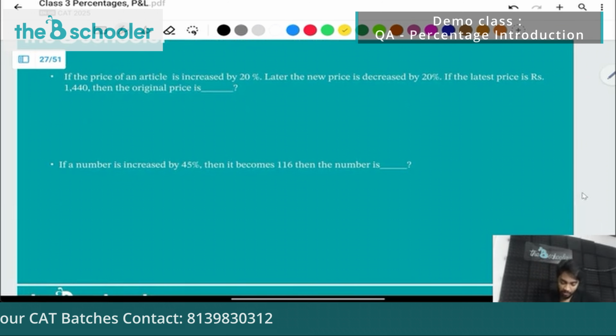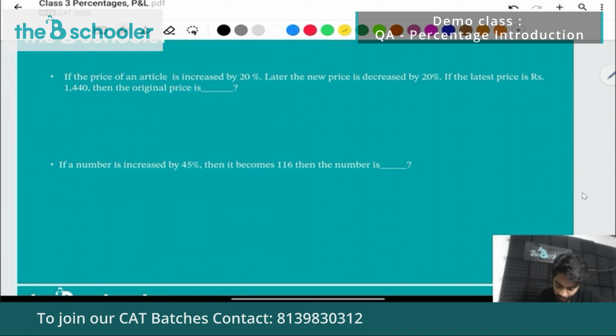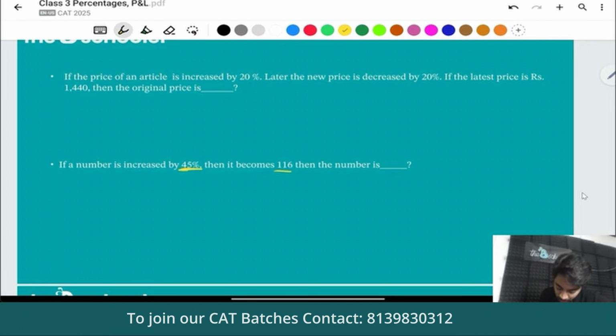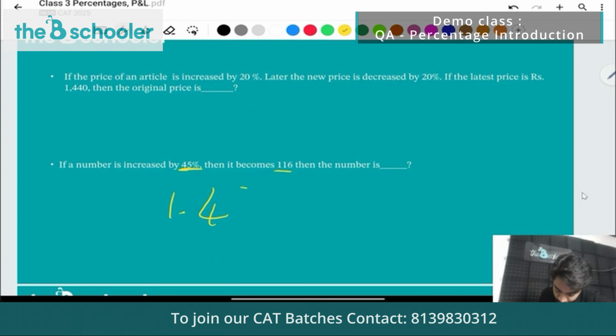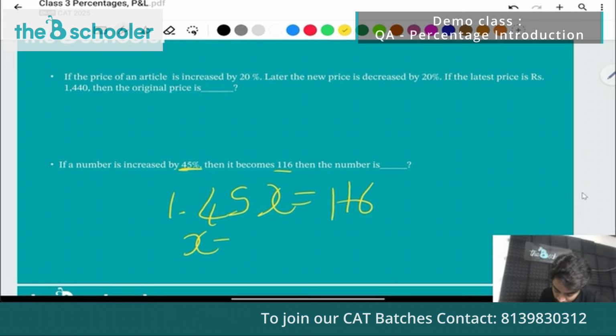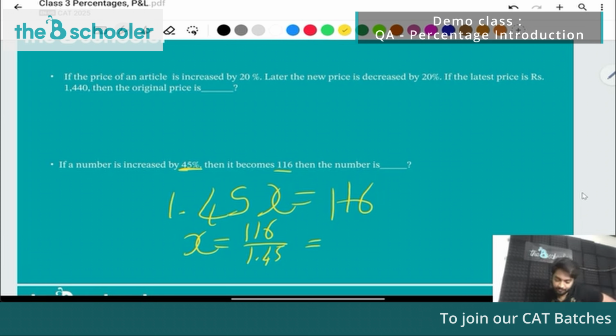Now, what about the second question? A number is increased by 45 percentage, then it becomes 116, then the number itself. Okay, that means 1.45 times x is equal to 116. That means x is equal to 116 divided by 1.45.